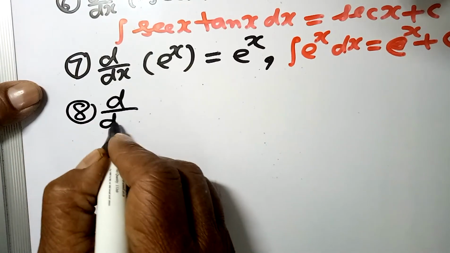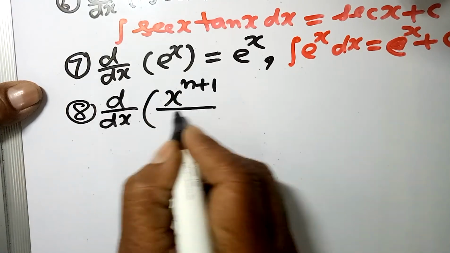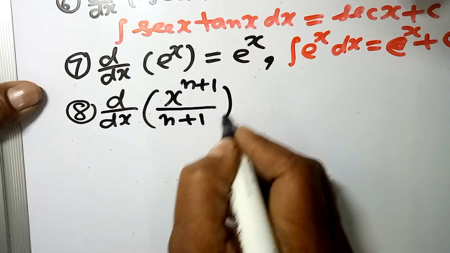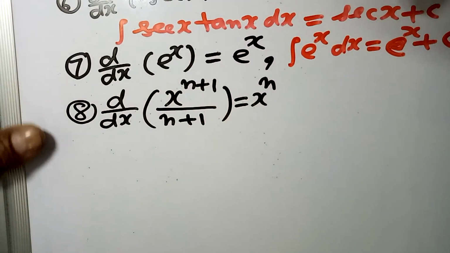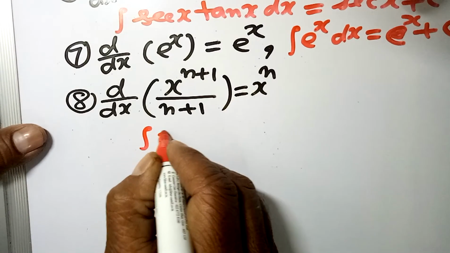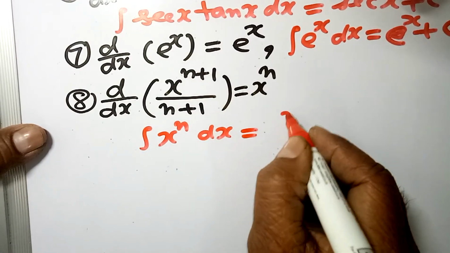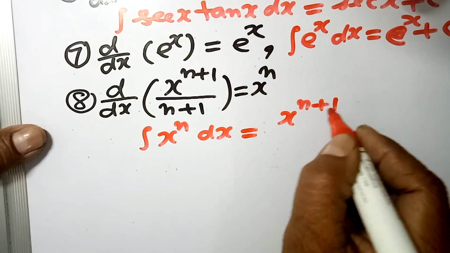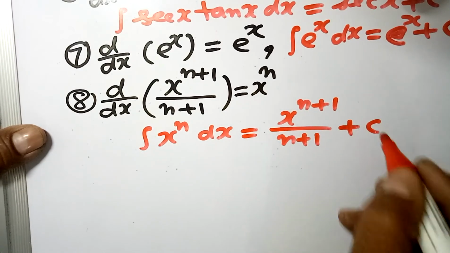Observe that d dx of x to the power n plus 1 upon n plus 1 is equal to x to the power n, and because of this, the integral of x to the power n can be written as follows. Integral of x to the power n is equal to x to the power n plus 1 divided by n plus 1 plus constant of integration.